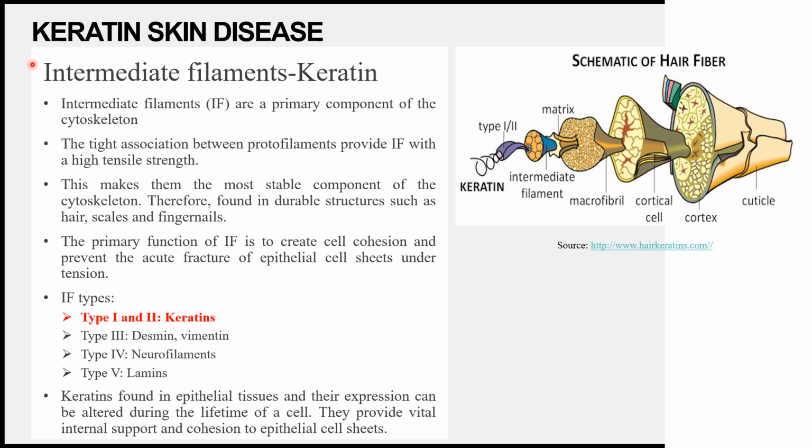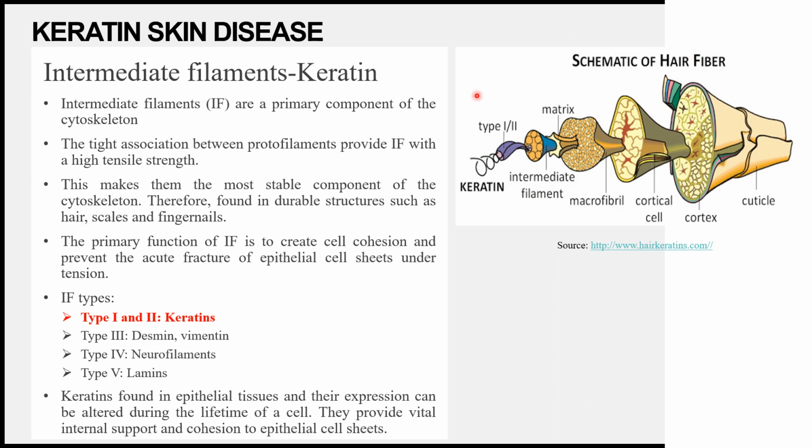The second disease I'm covering in this mini lecture is keratin skin disease. Alright, so let's look at intermediate filaments. Intermediate filaments are a primary component of the cytoskeleton, and they are the most stable component of the cytoskeleton. Stable meaning they are strong. Therefore, you find intermediate filaments in durable structures such as hair, scales, and fingernails.